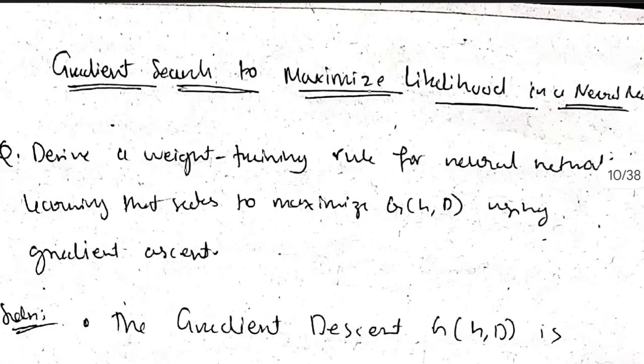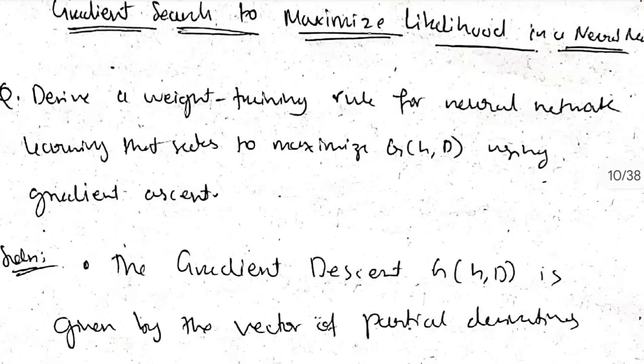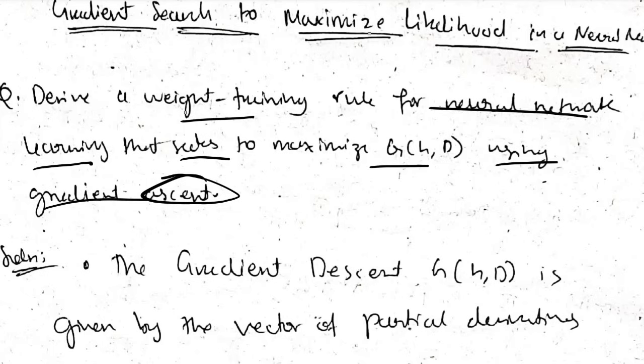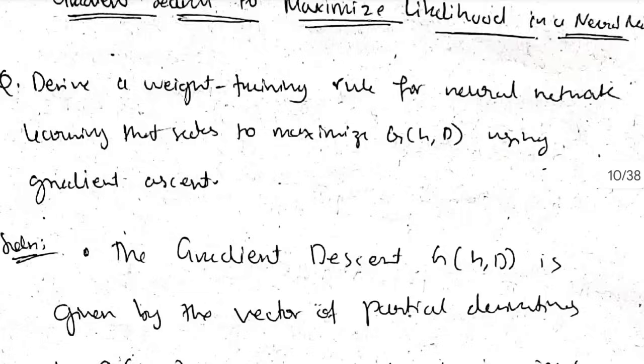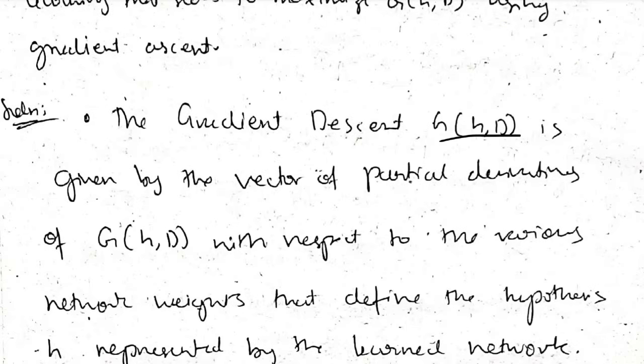Next we have the gradient search. Again, it's not an important one. If you want, you can skip this one, but anyway, it's in the syllabus, so I'll be explaining it. Derive the weight training rule for neural network learning that seeks to maximize G of h comma d using gradient ascent or gradient search. By using this, you have to maximize G of h comma d. The gradient of G of h comma d is given by the vector of partial derivatives. This is a combination of the vectors which are partial derivatives of G(h,d).